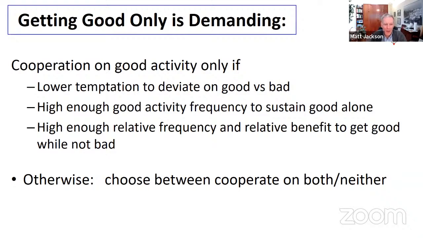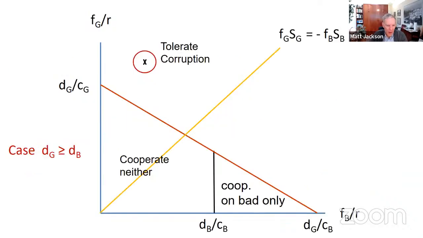You have to have high enough both absolute and relative frequencies, and otherwise you're stuck. Imagine the picture looks like this instead, where we're in the case where this is a dangerous activity. There's a really high deviation temptation on the good, so there's no way we're going to be able to incentivize the good only.